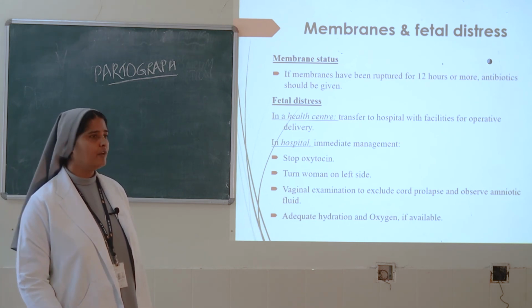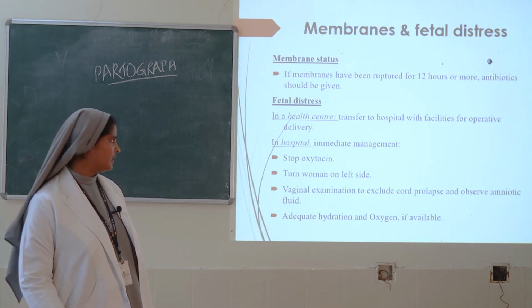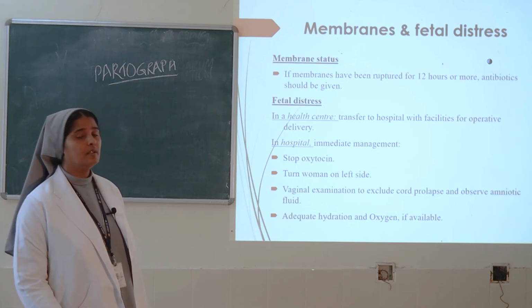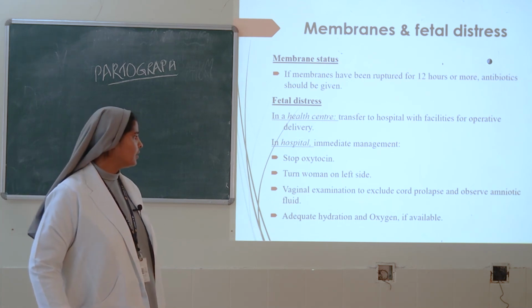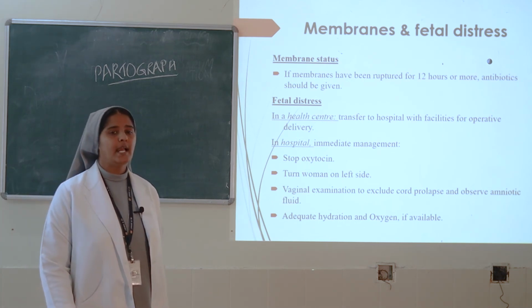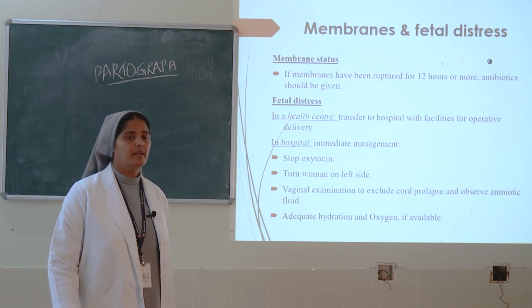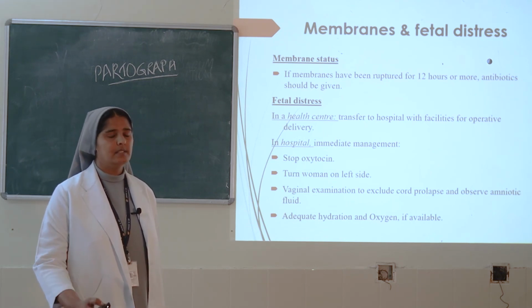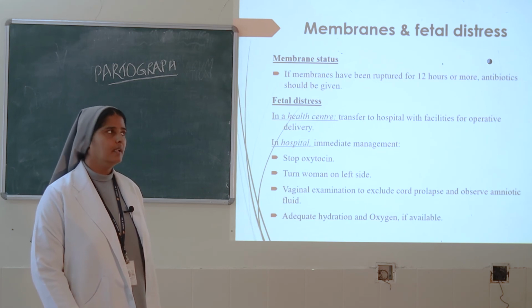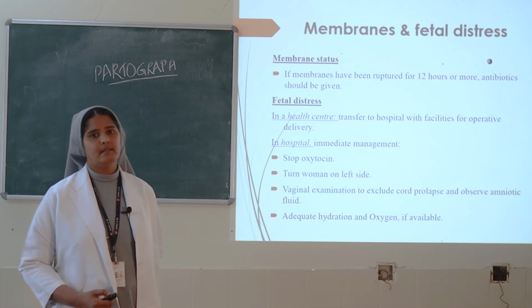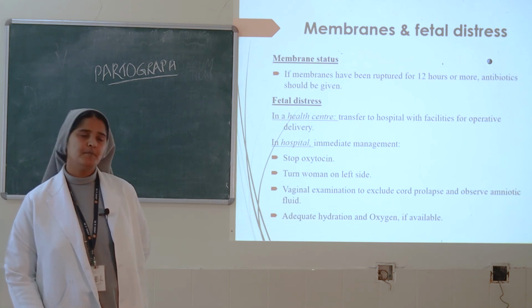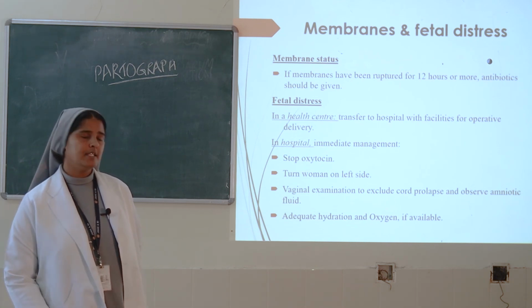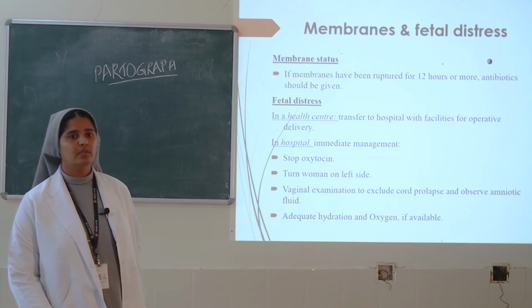That will help in relieving the fetal distress, and we can do the vaginal examination in order to identify whether there is any cord prolapse, and adequate hydration also can be given to the mother. This is what we can do in the labor room. Based on the membrane status, if the mother is giving the history of rupturing the membrane, start the antibiotics for preventing the infection to the baby.